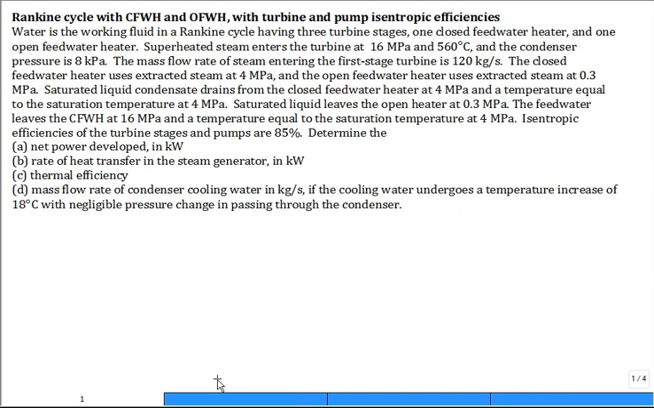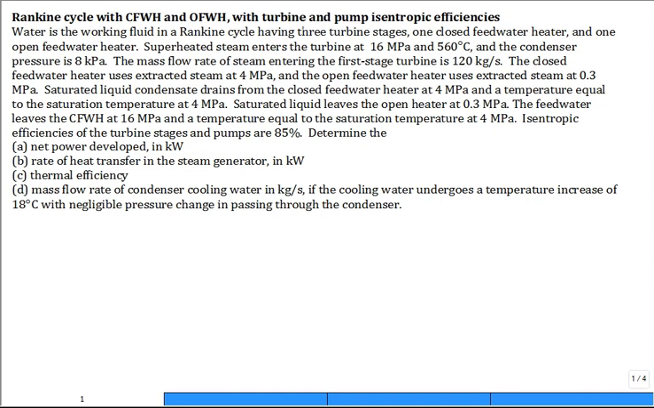Okay, let's jump into the material then. And we're going to solve a problem that's a little long, but that's okay. Let's go ahead and set it up. So we have a Rankine cycle with a closed feed water heater and an open feed water heater. And the working fluid is water.